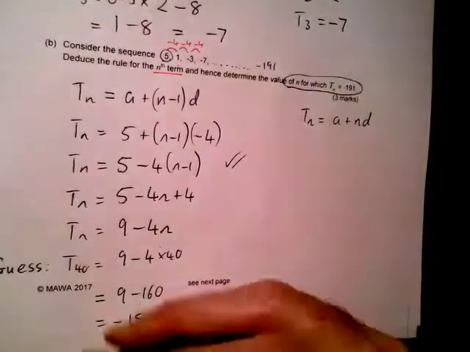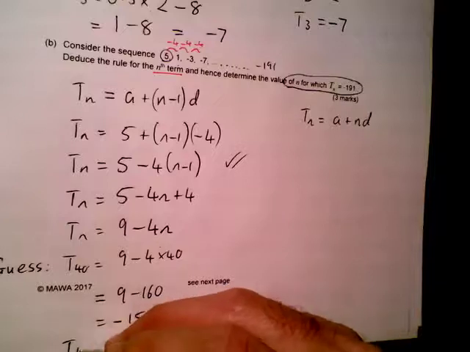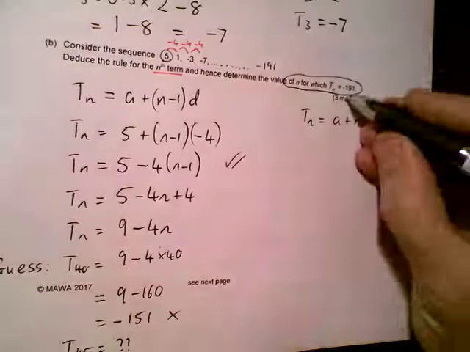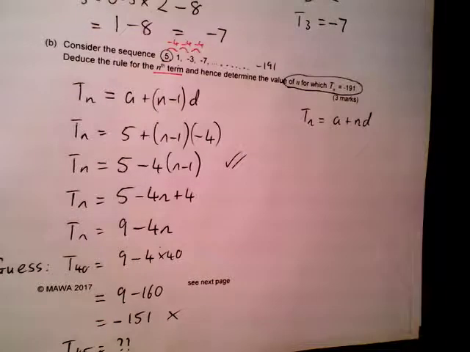So then you can take another guess. Maybe you could try T45 is equal to, work that out and see if it comes out to this negative 191. You can see it can be a bit of a long process unless you get a bit lucky or you're good at picking which value it is.